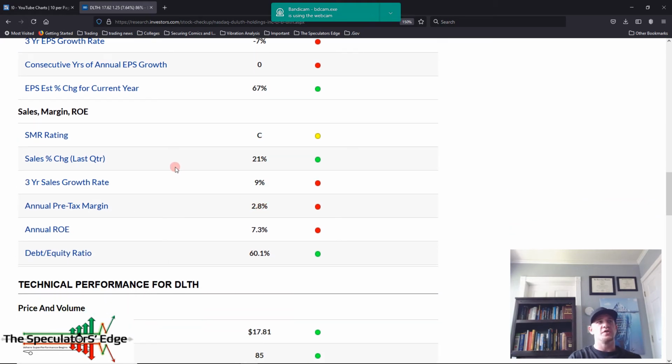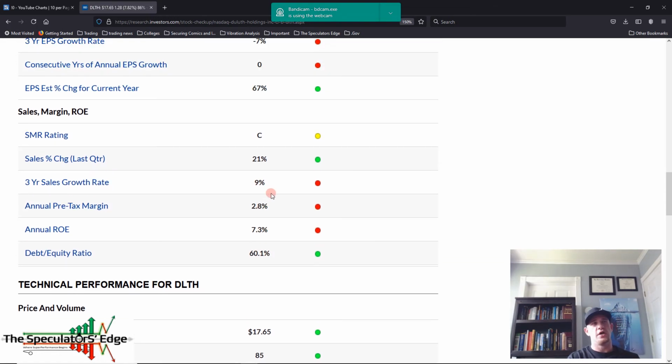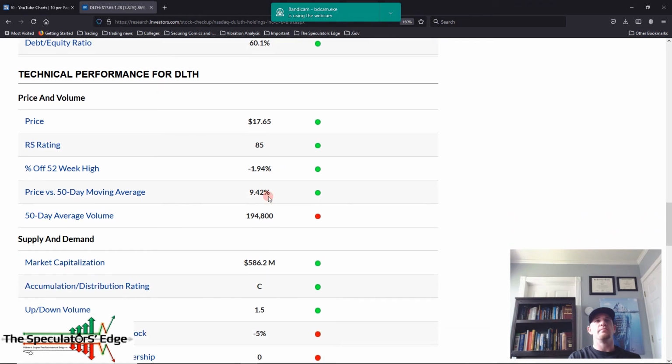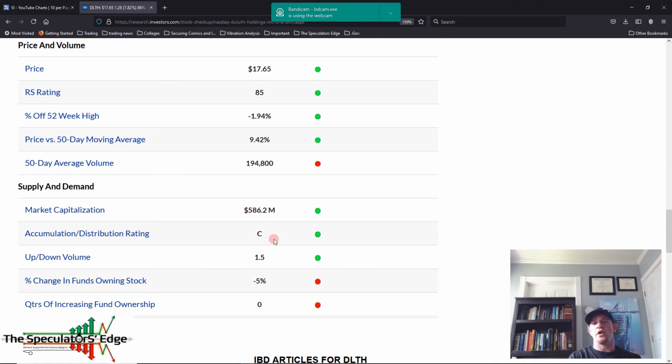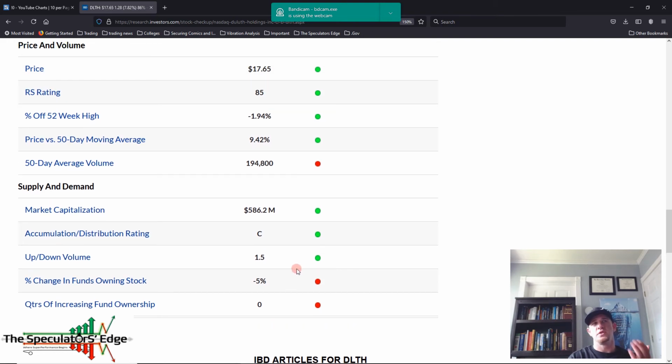The sales is okay at 21%. The 3-year sales growth rate has only been 9%. Not so great right there on the sales, but it is sound on an earnings per share, and it is sound on a technical theme. So this stock, like I said, could be primed and ready to move. Do your own due diligence when you're buying these stocks.